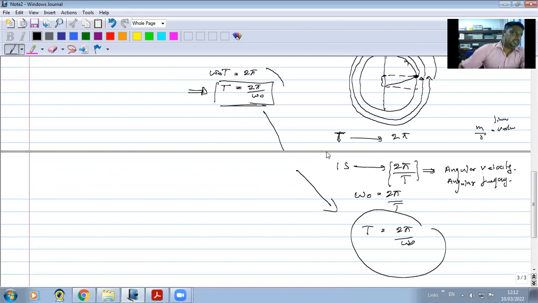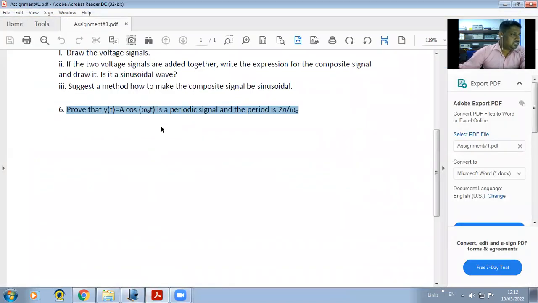I hope you got the idea. And anyway, you have to do your assignment. Okay, so you have to prove that cos omega naught t is a sinusoidal signal using the same method. So I hope you can do this by yourself, try it as an exercise.